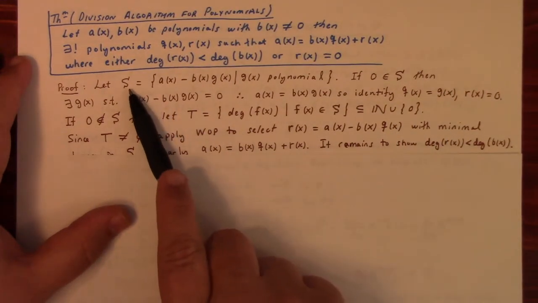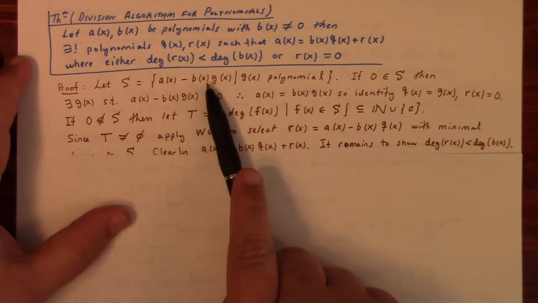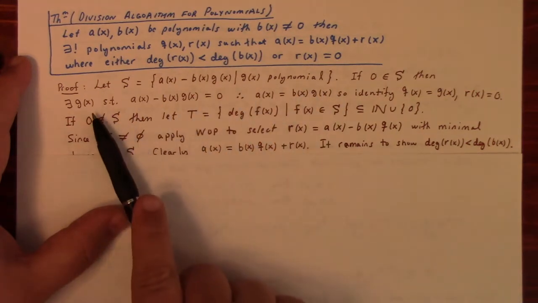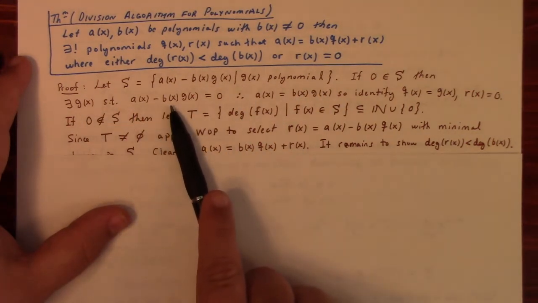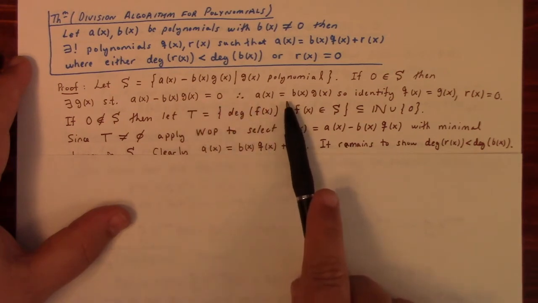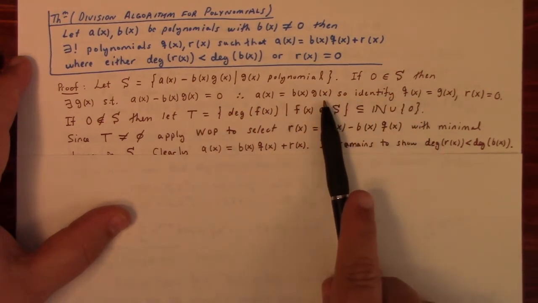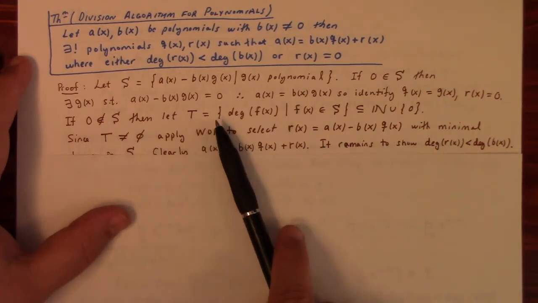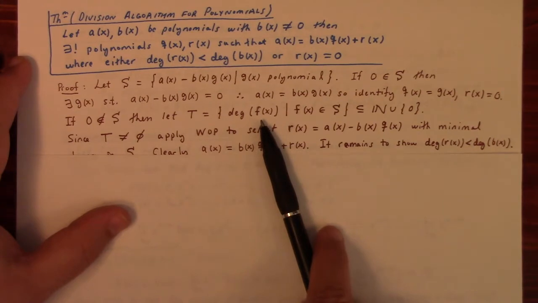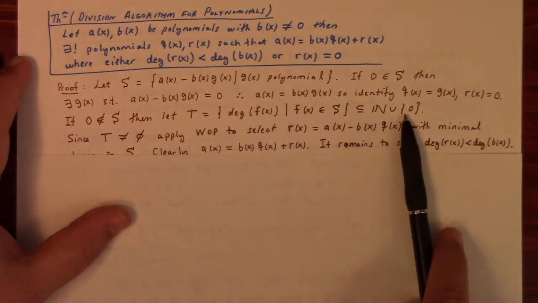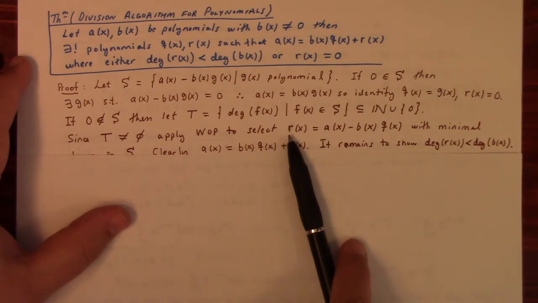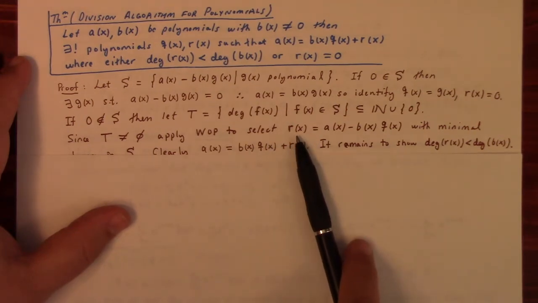So anyway, you define the set S to be a of x minus polynomial multiples of b of x, and if 0 is in that set, then there exists g of x such that a of x is equal to b of x times g of x, so you can identify that g of x is the quotient and the remainder is 0. Otherwise, 0 is not in S, and we can let t be the degrees of polynomials that are in S. Now that's a subset of the natural numbers and 0. So by the well-ordering principle, and this is, by the way, obviously non-empty, you can select a polynomial with least degree, which we will claim is the remainder.